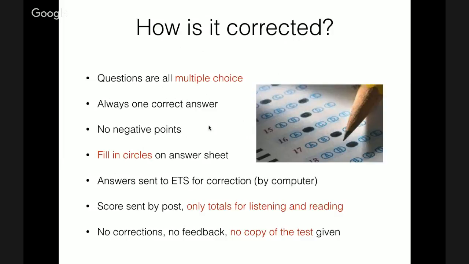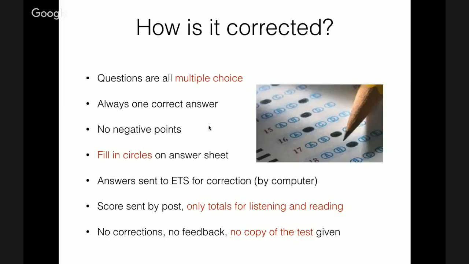There are no negative points. So I'll mention later on, you can put an answer randomly. If you don't know what it is, just pick an answer randomly, and you have a 25% chance essentially of picking the right answer because it's multiple choice.